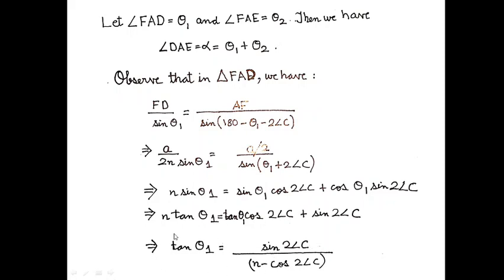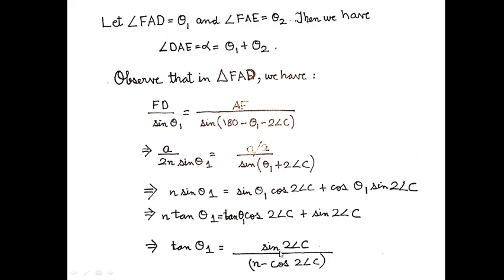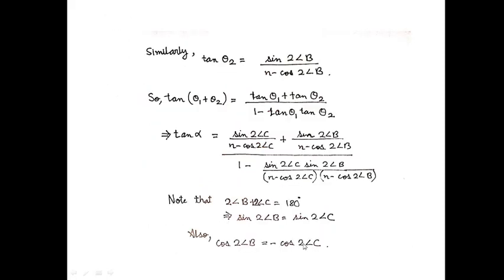Okay, so you got tan theta 1. And what are we finding out? We are finding out angle DAE, that is theta 1 plus theta 2. So tan theta 1 we have found out. Similarly, tan theta 2: replace all C's with B's because of the cyclicity. So tan theta 2 will be sin 2 angle B by n minus cos 2 angle B.